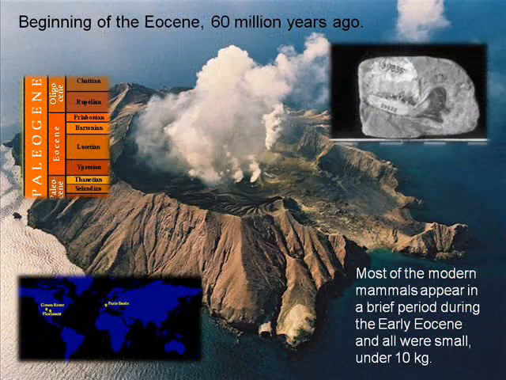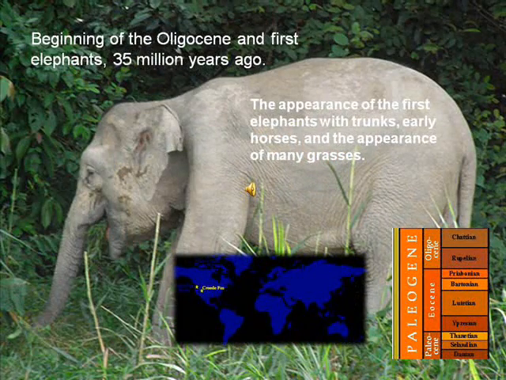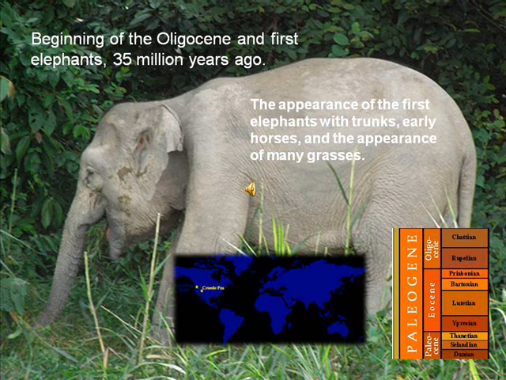Beginning of the Eocene, 60 million years ago. Most of the modern mammals appear in a brief period during the early Eocene, and all were small, under 10 kilograms. Beginning of the Oligocene and the first elephants, 35 million years ago. The appearance of the first elephants with trunks, early horses, and the first appearance of many grasses.